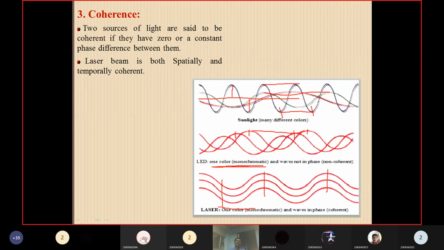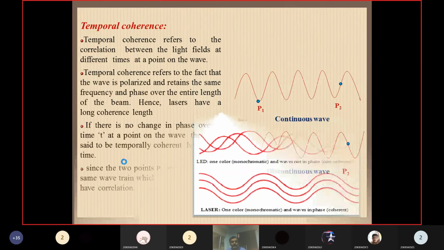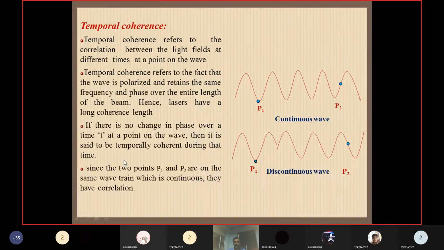There are two types of coherence: one is spatial coherence, another one is temporal coherence. What temporal coherence is and what spatial coherence is, we will discuss. First of all, we will discuss temporal coherence. So what is temporal coherence?